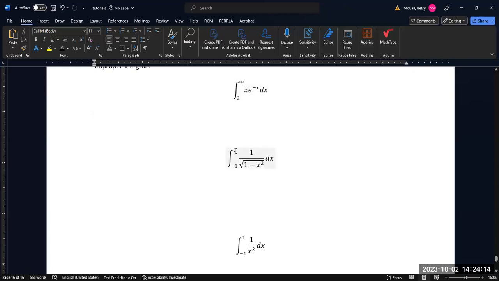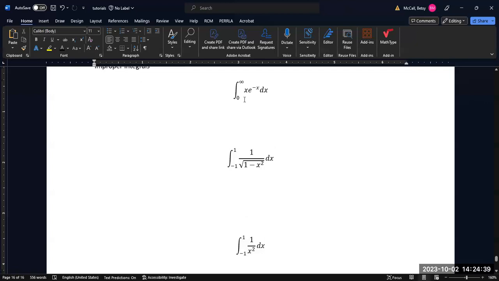In this example, both endpoints have the integral that is undefined. And in this example, we have a point in the middle at x equals 0 where the integral is undefined. So all of these would be classified as improper integrals. And so we're going to look at slightly different strategies to deal with them. They basically come down to the same thing.